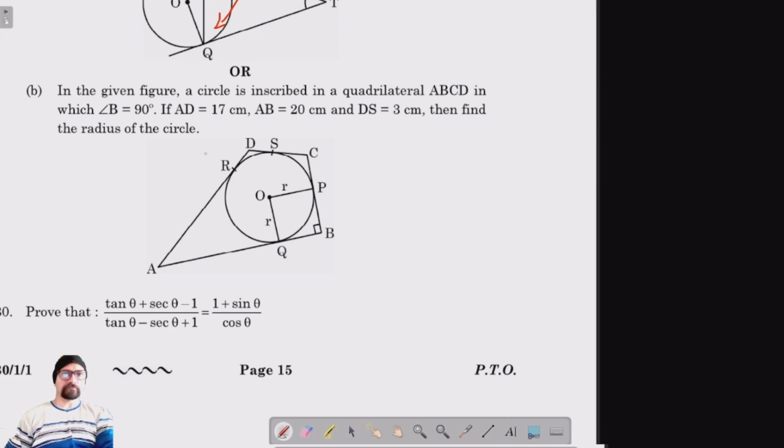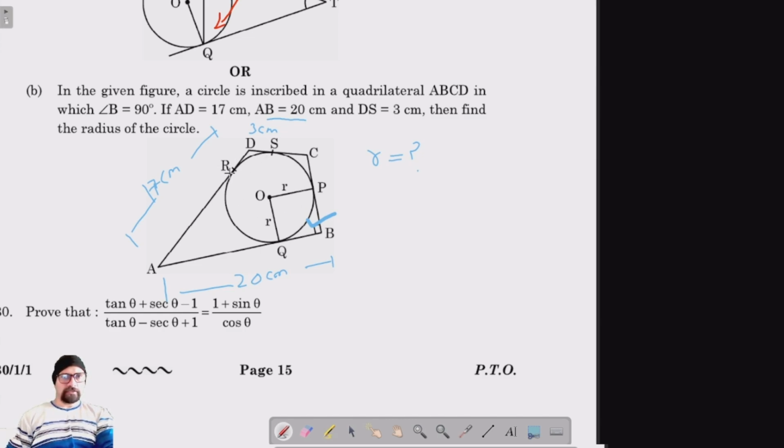I'm going to label it on the paper. So angle B is 90 degrees, and the length of AD is 17 centimeters, and AB is equal to 20 centimeters. And it's given that this is the length DS, which is 3 centimeters. We have to find the radius of the circle.